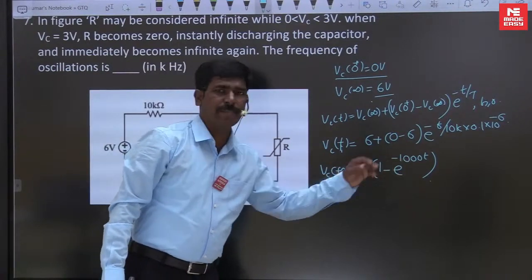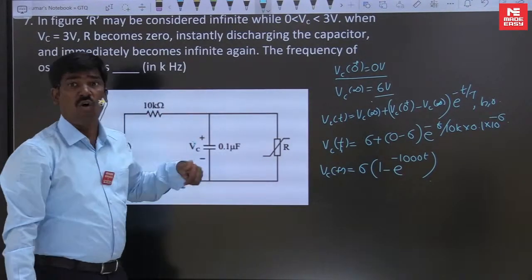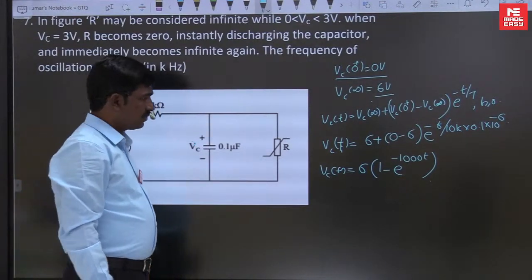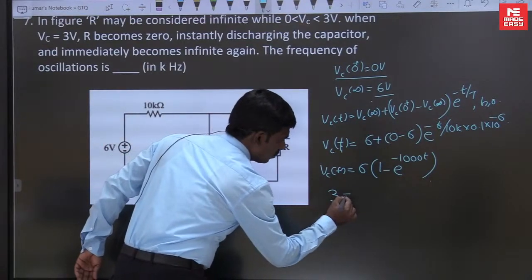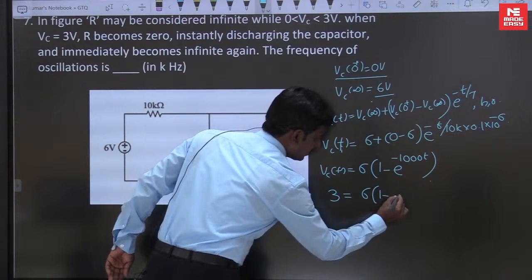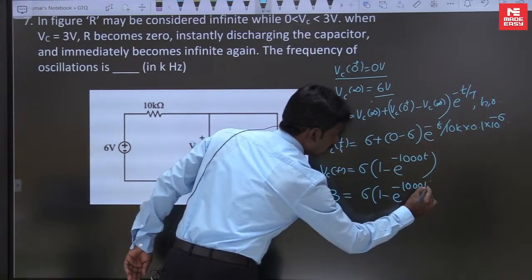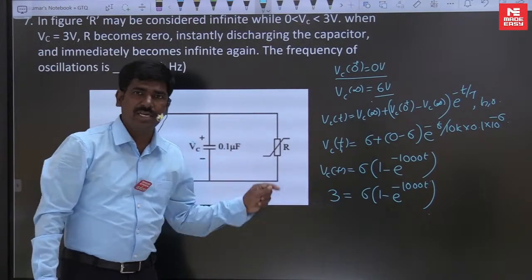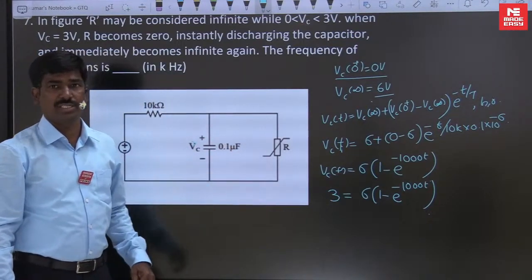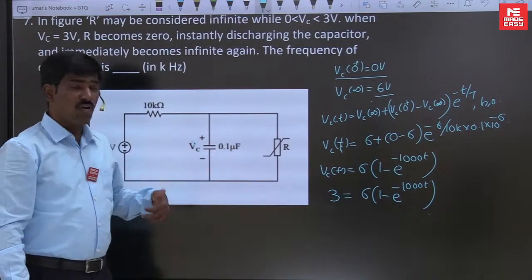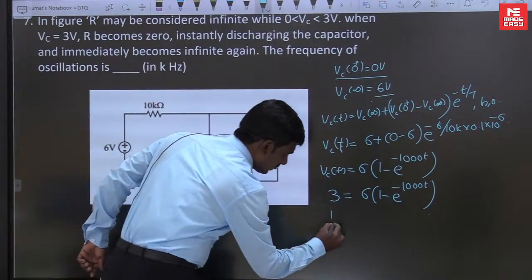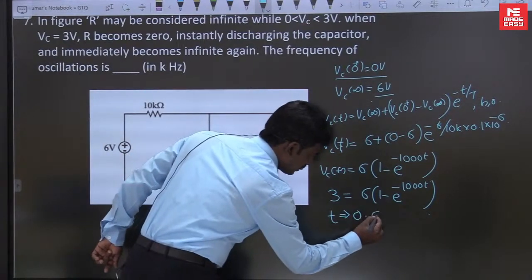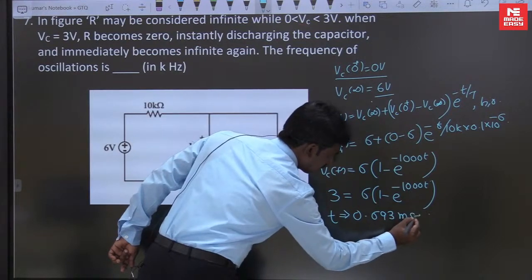When it reaches 3 volts, at what time does the capacitor voltage reach 3 volts? Here 3 is equal to 6 into 1 minus e power minus 1000 t. Whenever it reaches 3 volts, it immediately discharges through the resistance; the resistance value is 0 ohms. At what time t? After simplification, t is equal to 0.693 milliseconds, correct?